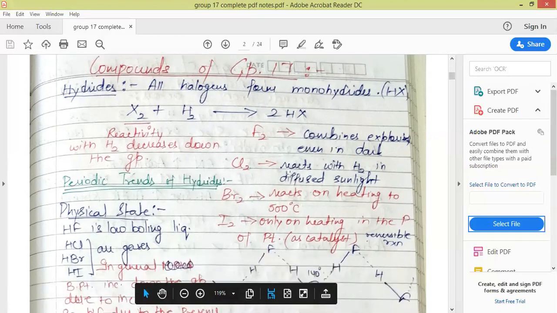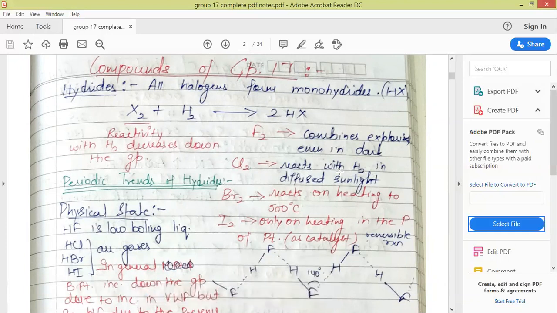In the case of chlorine, it reacts with hydrogen in diffused sunlight, that is, it requires light energy for its combination with hydrogen to become HCl. For bromine, heating at a temperature of 500 degrees Celsius is required. For iodine, only on heating in the presence of a catalyst, platinum, is required for the formation of HI.